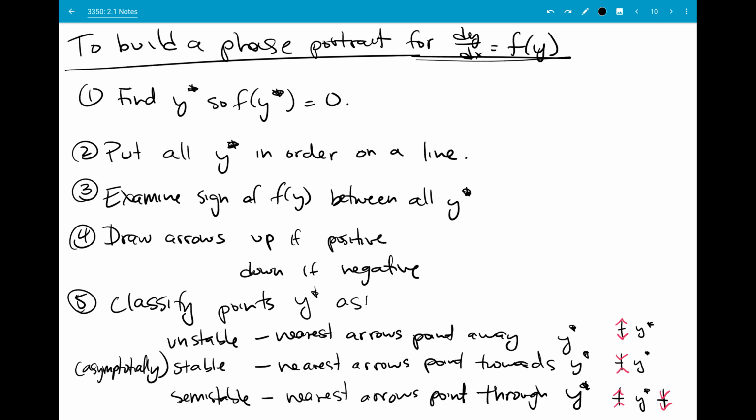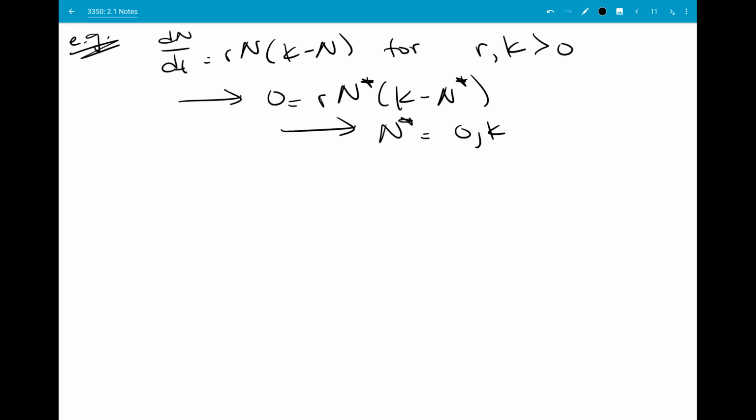Now we're going to put all those, quote, y star in order on a line. So I'll go ahead and do that right here. Here's my line. Here's 0. And since k is positive, I know that k is above 0. So you always want to orient so that positive numbers go up. Increasing, if that means more to you than positive.